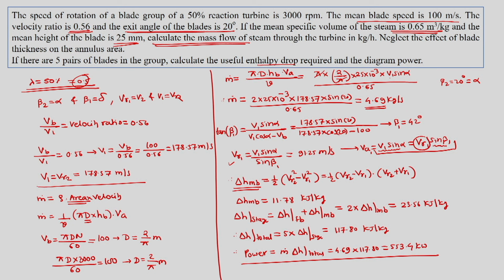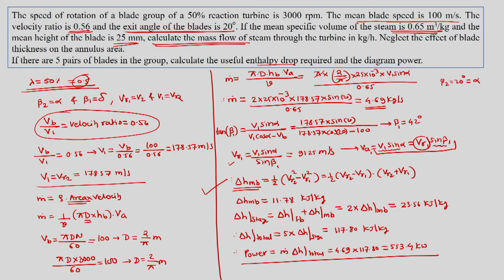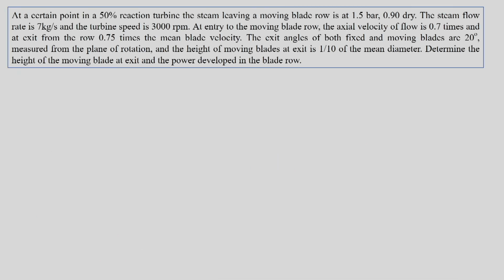What we understood here is that the velocity ratio is Vb upon V1, and we should also remember that the change in relative kinetic energy, or increase in relative kinetic energy, is the enthalpy drop in the moving blade. This we have also made use of. So now we will go ahead with the next example.